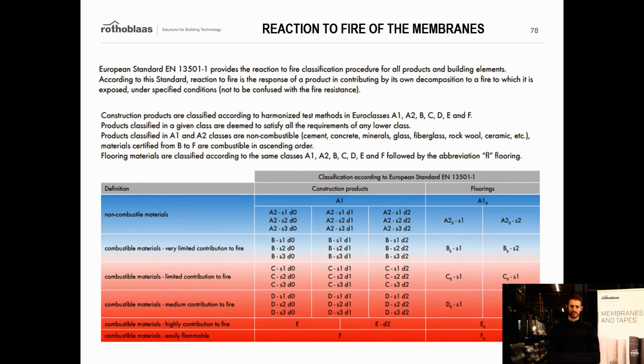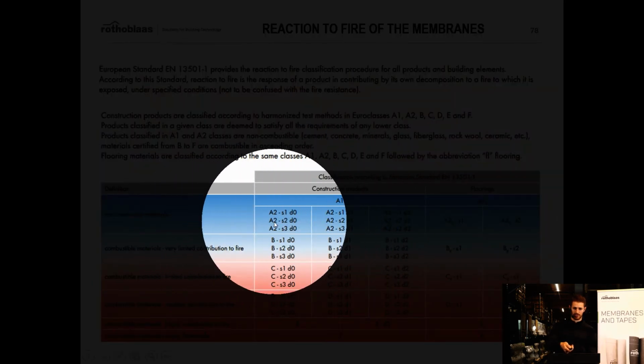So the European standard EN 13501 is telling us what the reaction to fire is. And the reaction to fire is the response of a product in contributing by its own decomposition to a fire. And as you can see down here, it is classified according to tests in classes. And these classes are A1 or A2, B, C, D, E, or F. And of course, you can see all the list of materials down here.